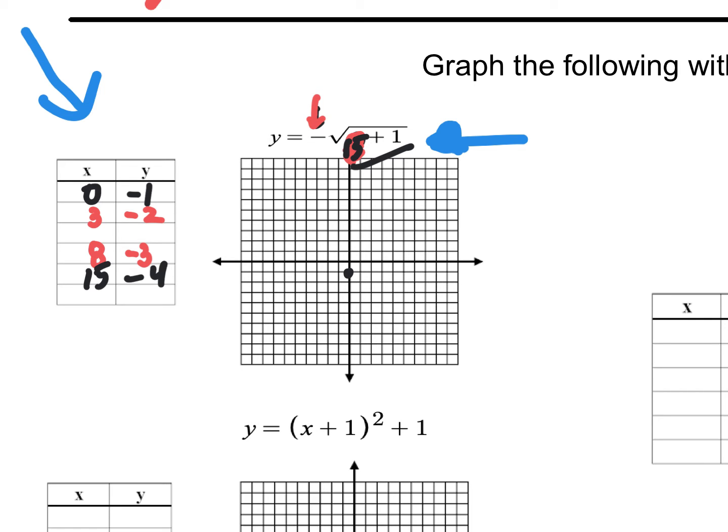They just have to graph the points. 0, -1, 3, -2, 8, -3, and 15, -4. Yeah, so it's like way over there. Oh, this is one of those graphs that goes like this.